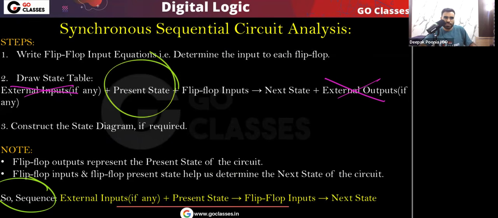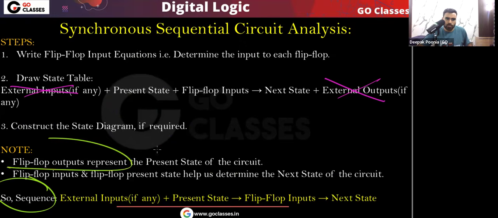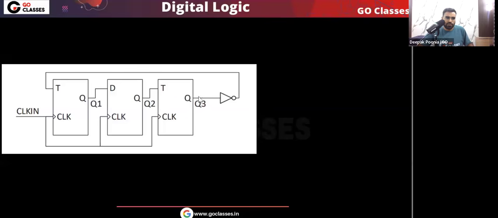And remember, what is the present state? For any sequential circuit, the present state, or the state of the circuit, is the flip-flop outputs, or the flip-flop output combination. Very simple. So let's write the flip-flop input equations. Tell me what that will be. Here, these are the flip-flop inputs.